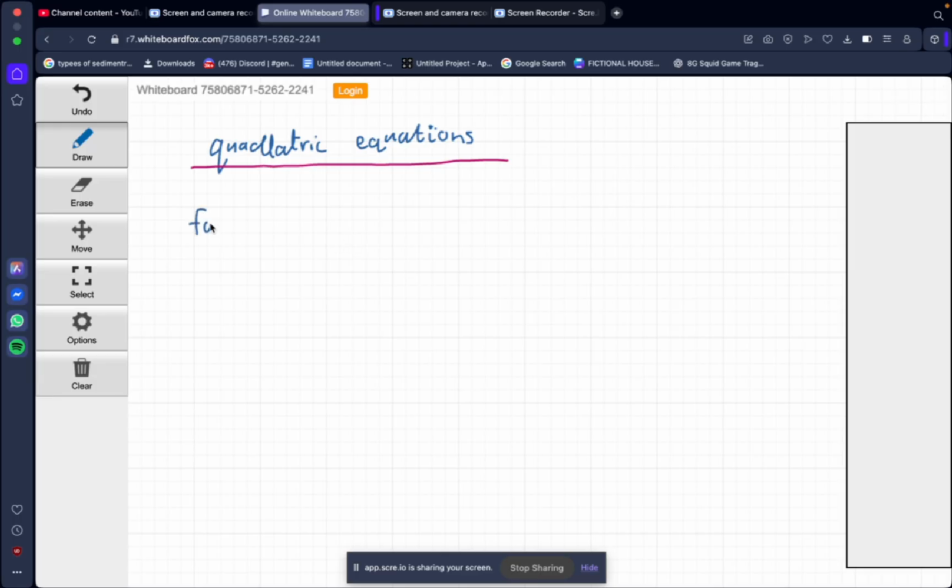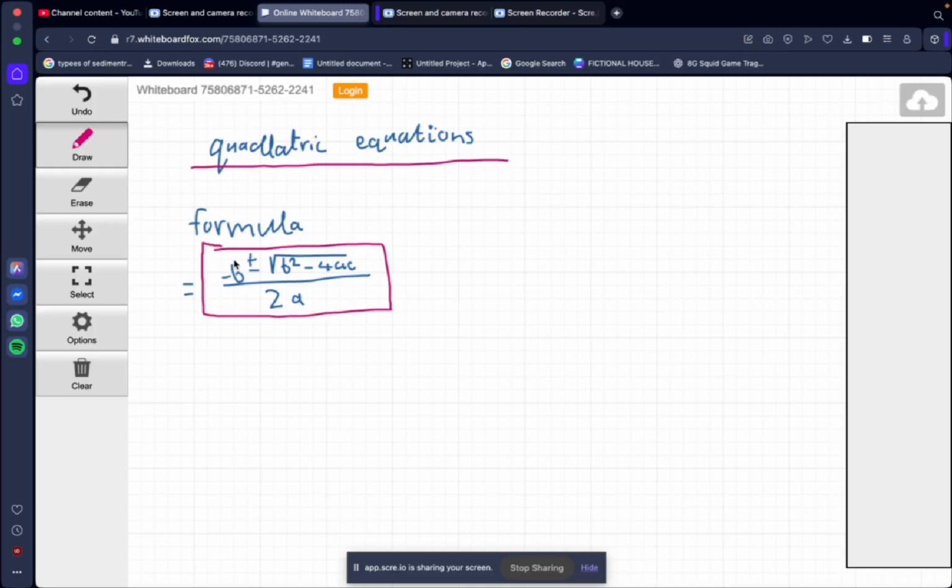So, alright, the formula for quadratic equations is negative b plus or minus the square root of b squared minus 4ac. And we need to divide that by 2a. That's our formula, which is what makes the equation easier to solve.